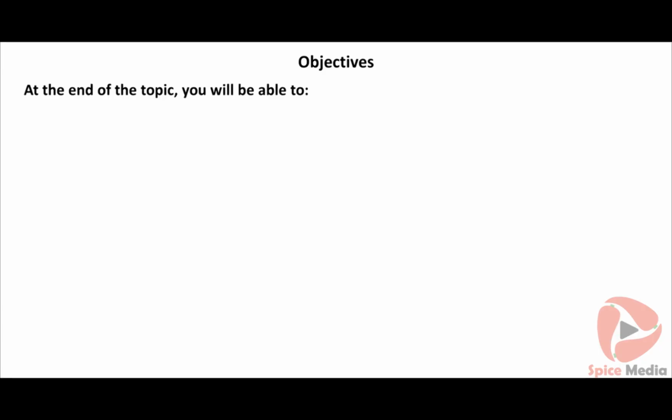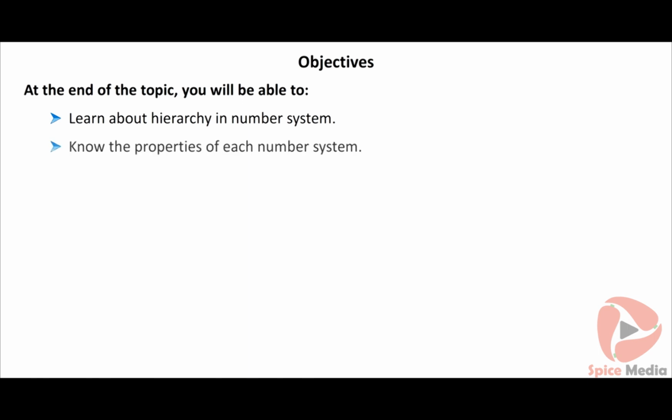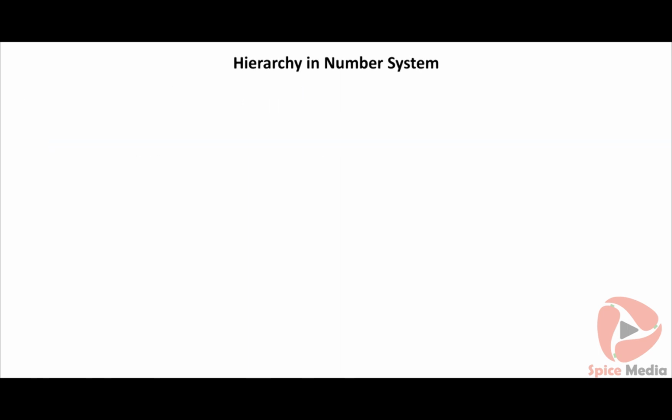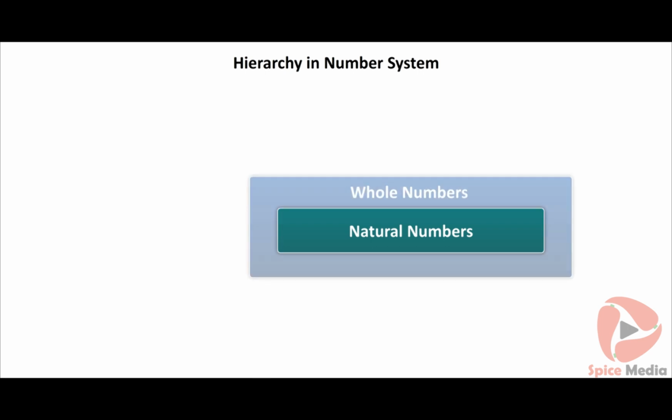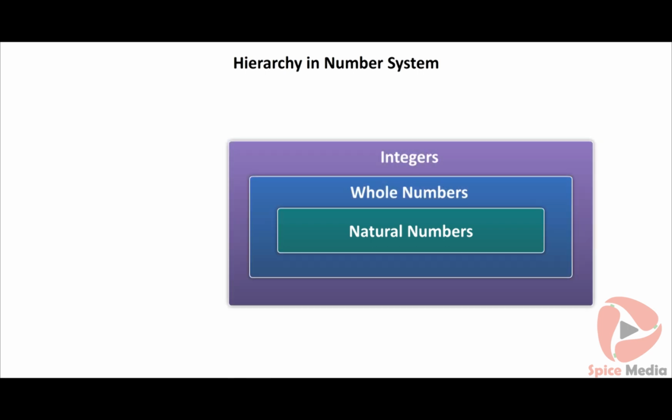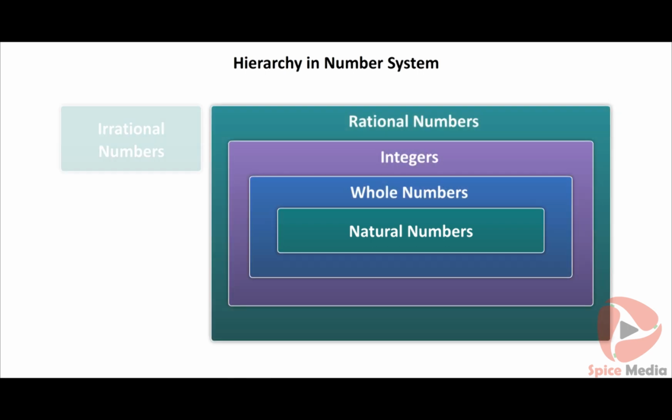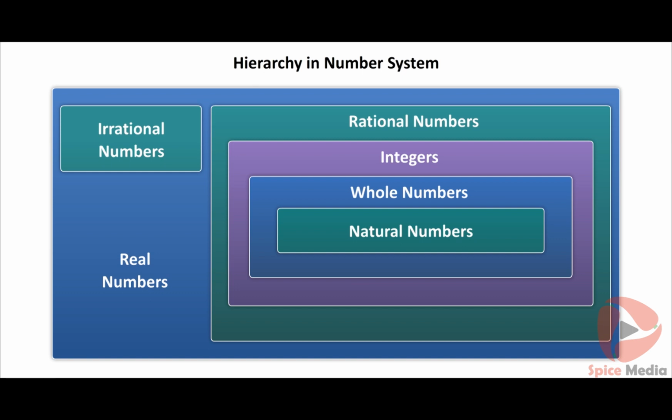At the end of the topic, you will be able to learn about hierarchy in number system, know the properties of each number system. Here are the hierarchy of numbers which start from the countable numbers called natural numbers, followed by whole numbers, integers, rational numbers, and irrational numbers. All these numbers together are called as real numbers.